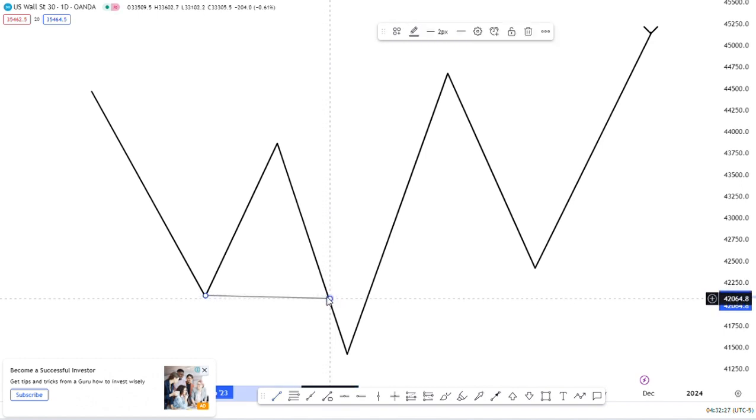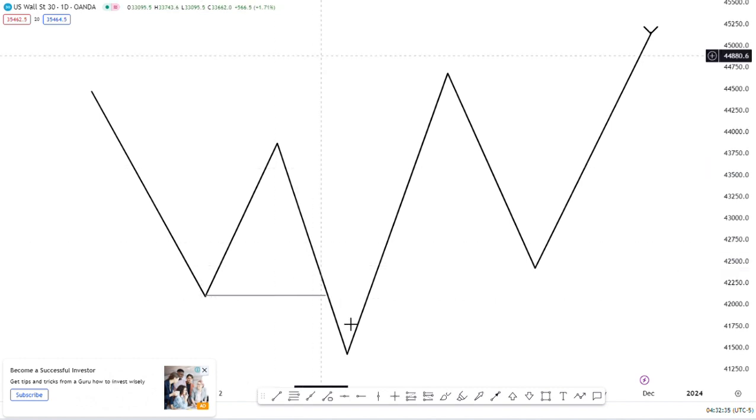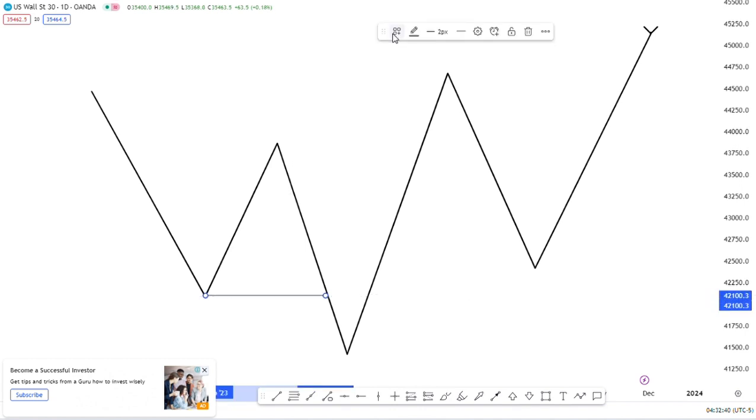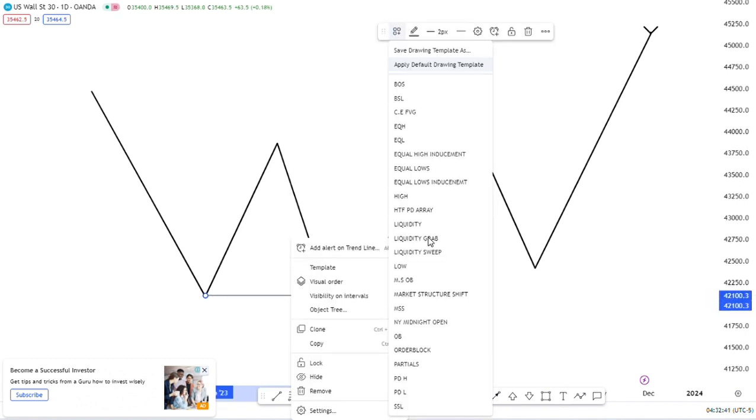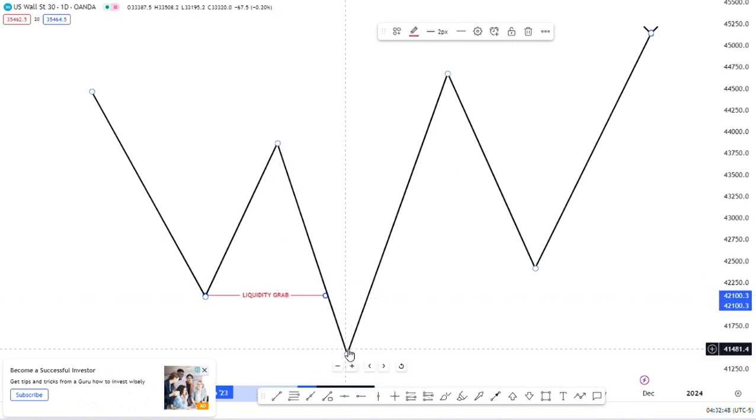Because below every swing point in the market, we have liquidity. So below this swing low here, there's liquidity, so the market will start filling this liquidity. This is our liquidity grab. When the market grabs the liquidity, it makes a lower low, which is lower than this low.